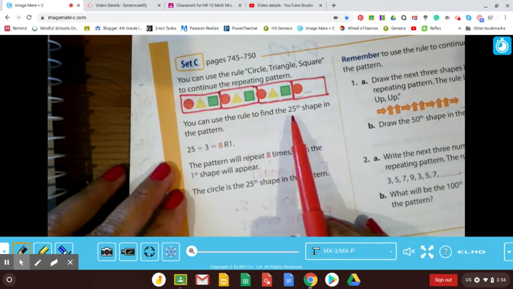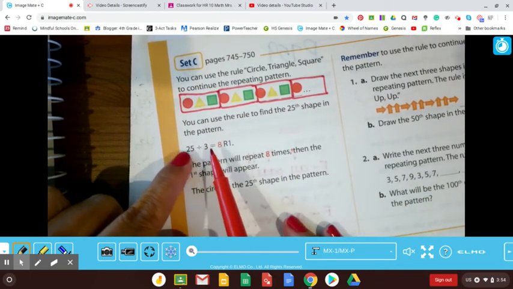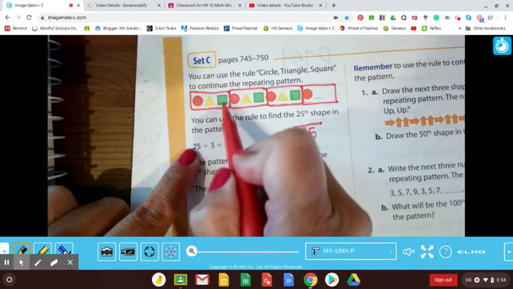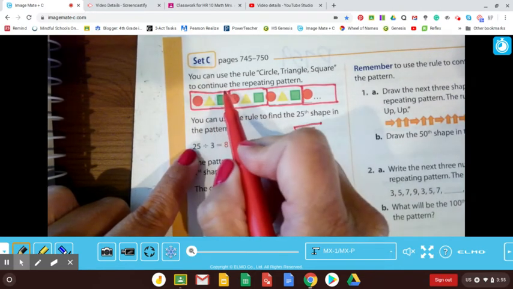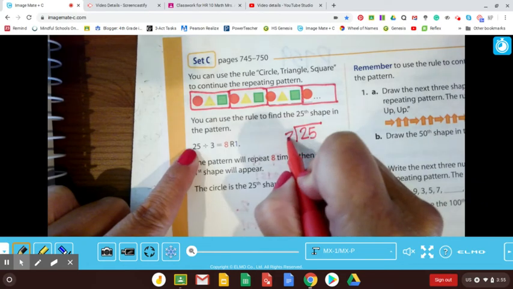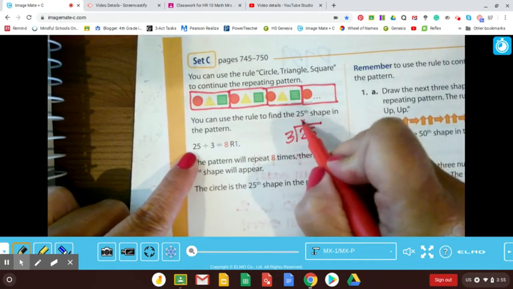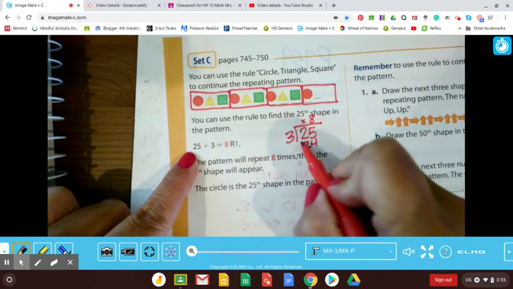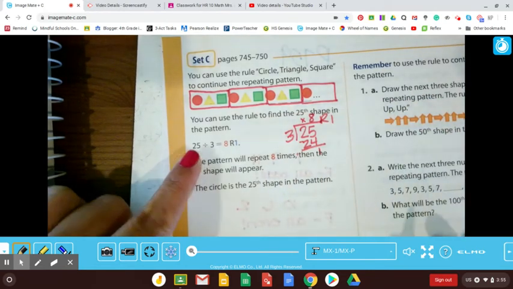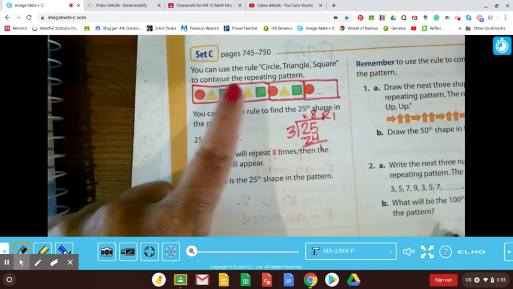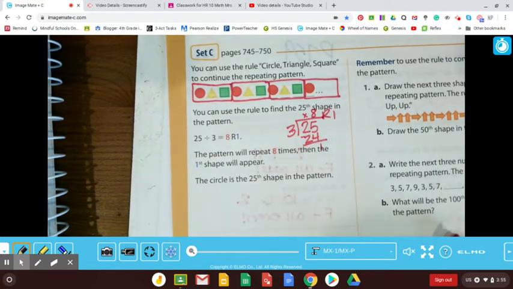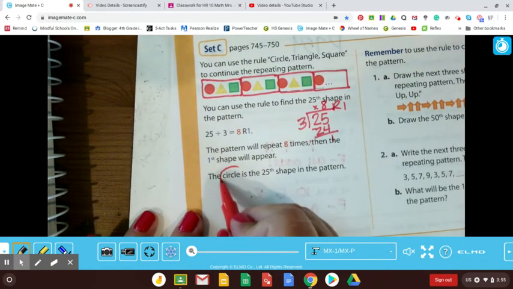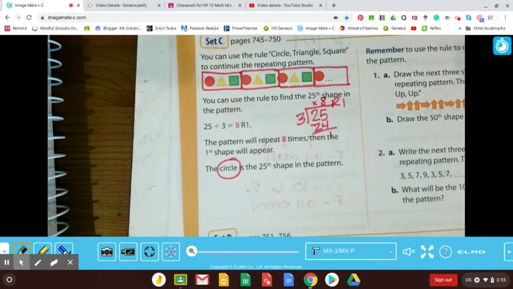You can use the rule to find the 25th shape in the pattern. How do we do it? We divide. We say 25 divided by however many shapes appear in the original pattern. 1, 2, 3. So we're going to divide by 3. So 3 can't go into 2, but 3 can go into 25 8 times. 3 times 8 is 24. We have a remainder of 1. That means the pattern's going to repeat 8 full times and then one more shape. So 8 full times and one more would be the circle. So the circle is the 25th shape in the pattern.